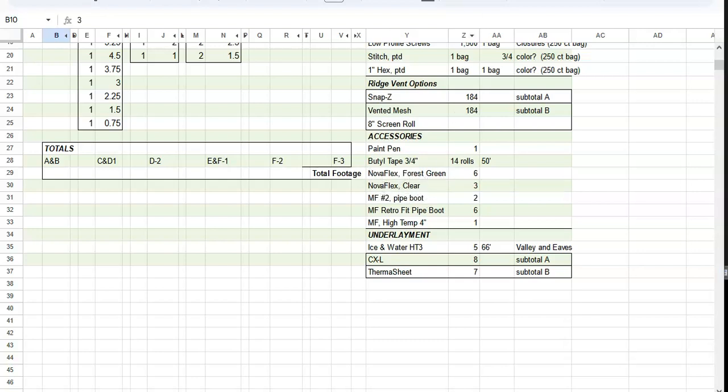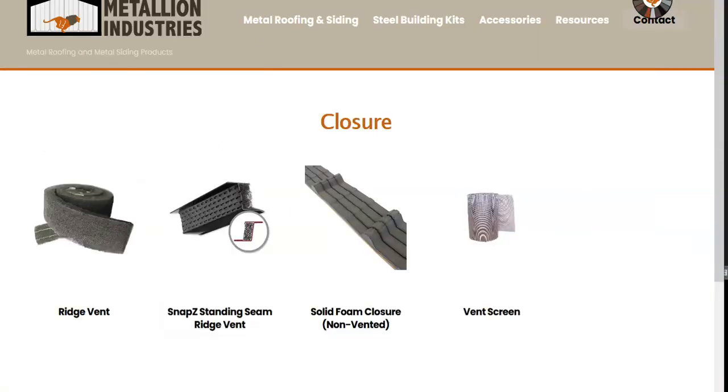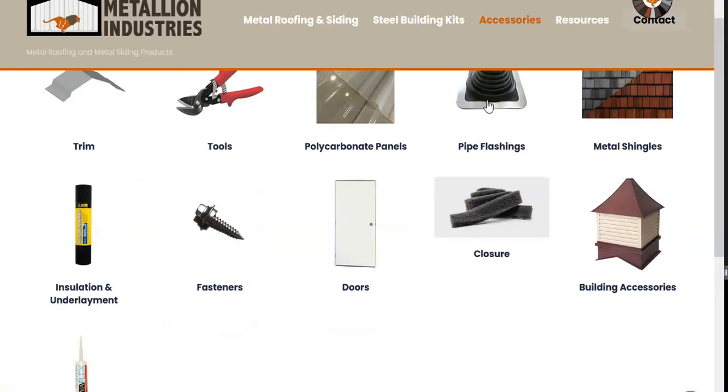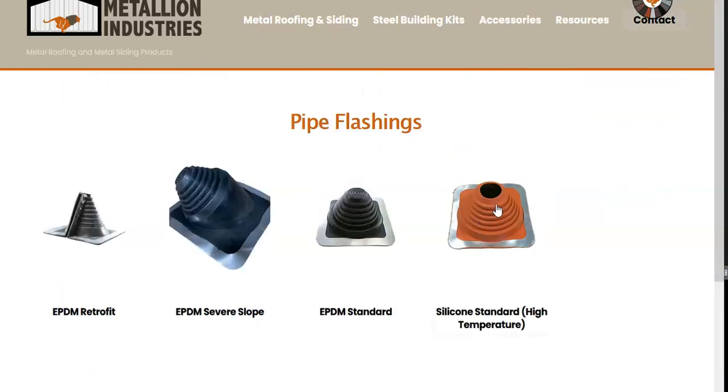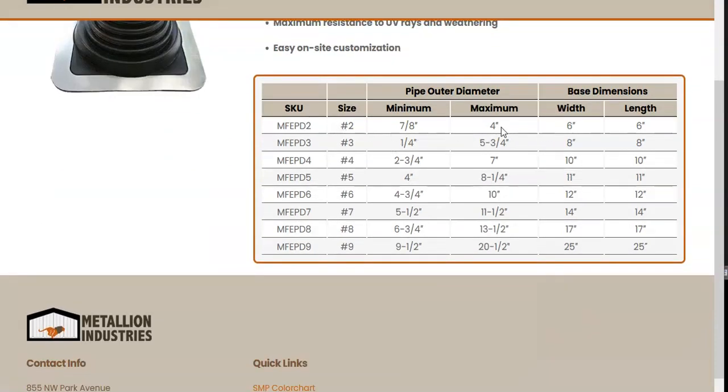You have pipe boots, as I kind of showed earlier. That is going to be either high temp, if it's a split boot for an electrical or something, that's a way to get around that. If you have a really steep pitch, you might want the severe slope one, and then here's your standard one. Most of the time, you're going to get a number 2 for just your normal plumbing pipe.